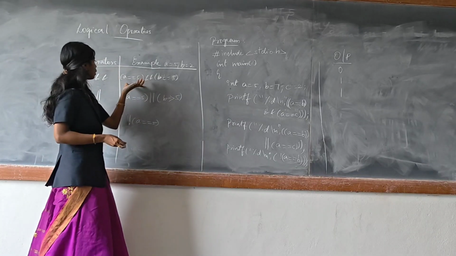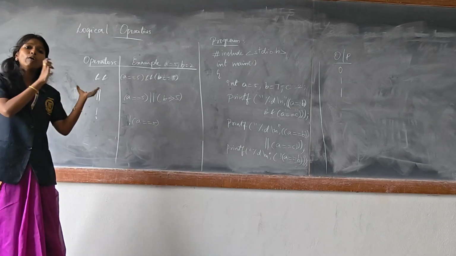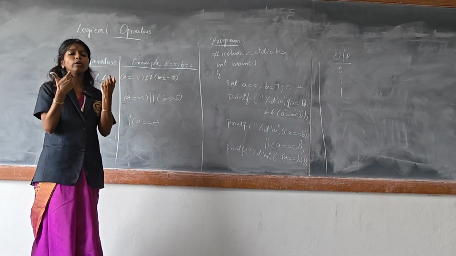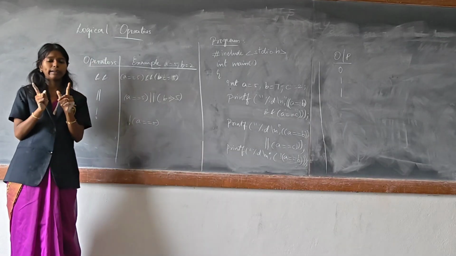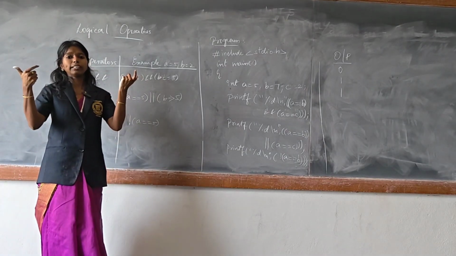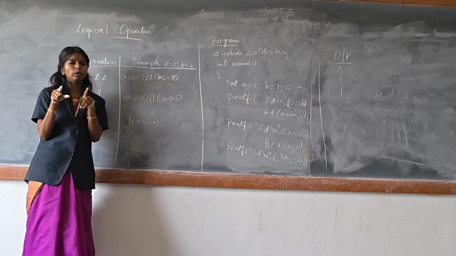What is meant by the logical AND operator? If we have two conditions and both conditions are true, we get the output as 1. If condition 1 is true and the second condition is false, we get the output as false, 0.